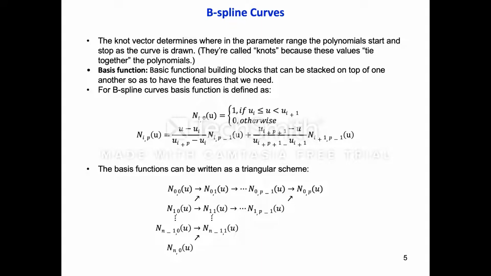For B-spline curves, the basis function is defined as N_i,0 of u equals 1, where u lies between u_i and u_i+1, and 0 otherwise. For the rest of the values, N_i,p of u is calculated using this formula. The basis functions can be written as a triangular scheme, where N_0,p of u is the combination of two other values, N_0,p-1 of u and N_1,p-1 of u, and similarly the rest of the previous values are calculated.